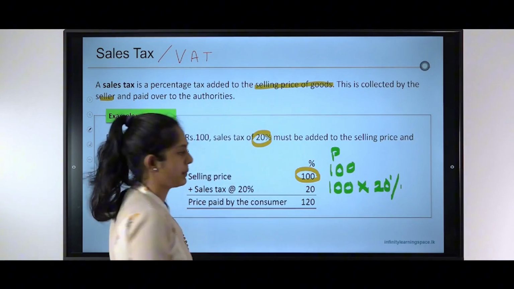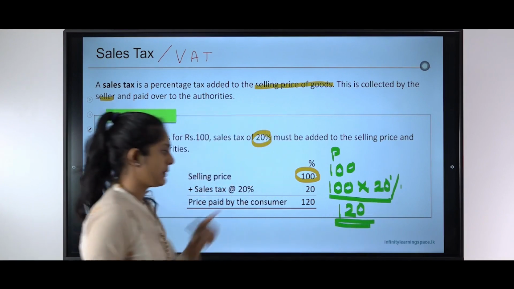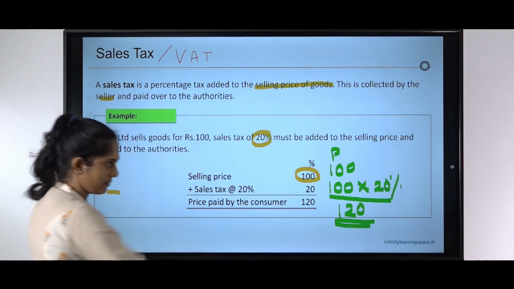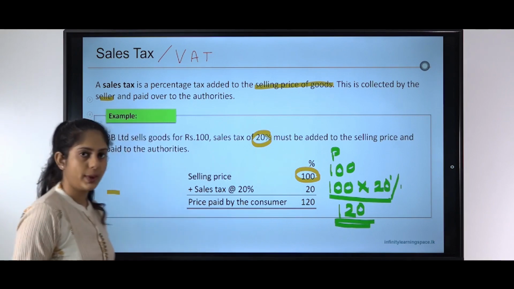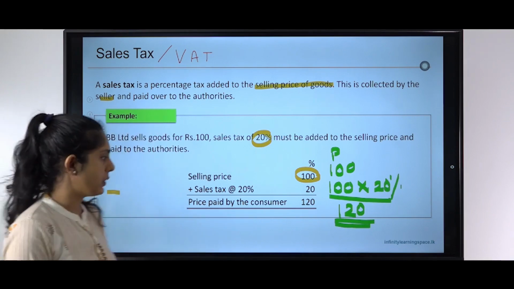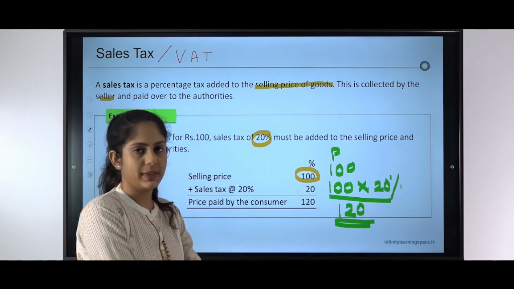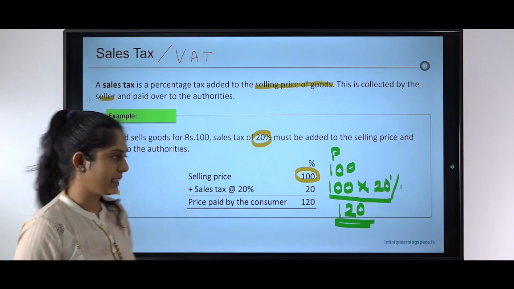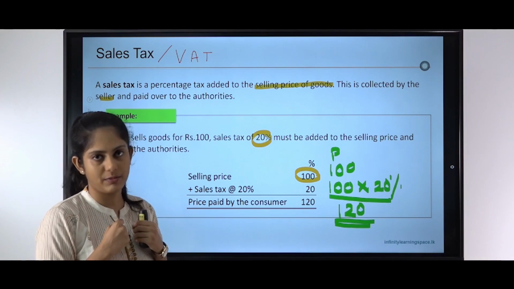You charge another 20% and you pay 120. So that's the same that I've showed here in percentage. If your selling price is 100%, to that a tax of 20% is added, and totally us as consumers we will pay 120 to the business. The business will collect the 120, pay 20 to the government, keep 100 for themselves.